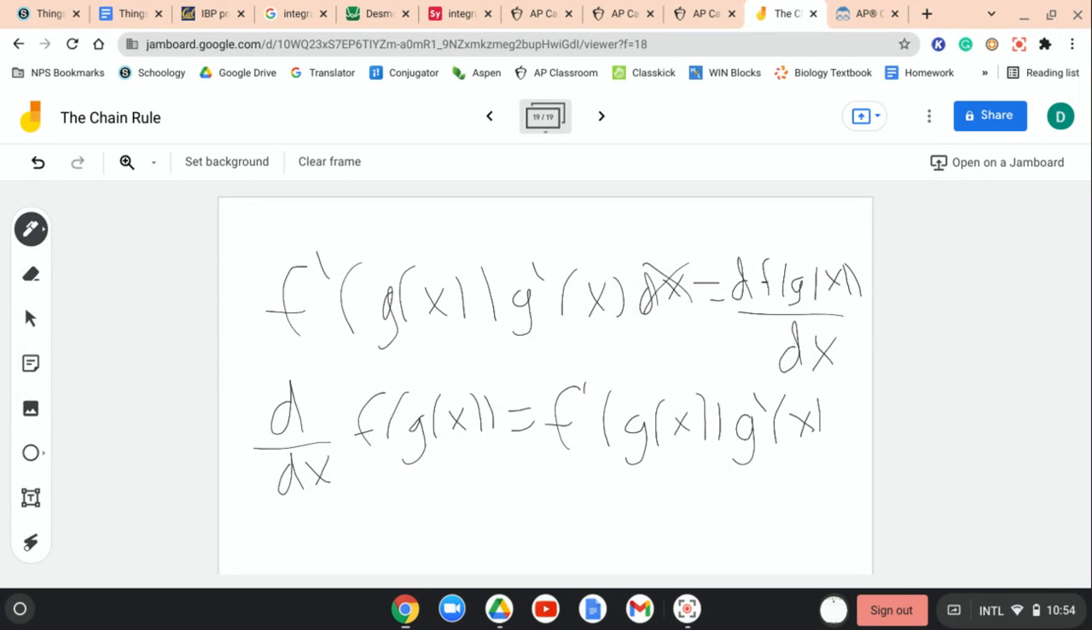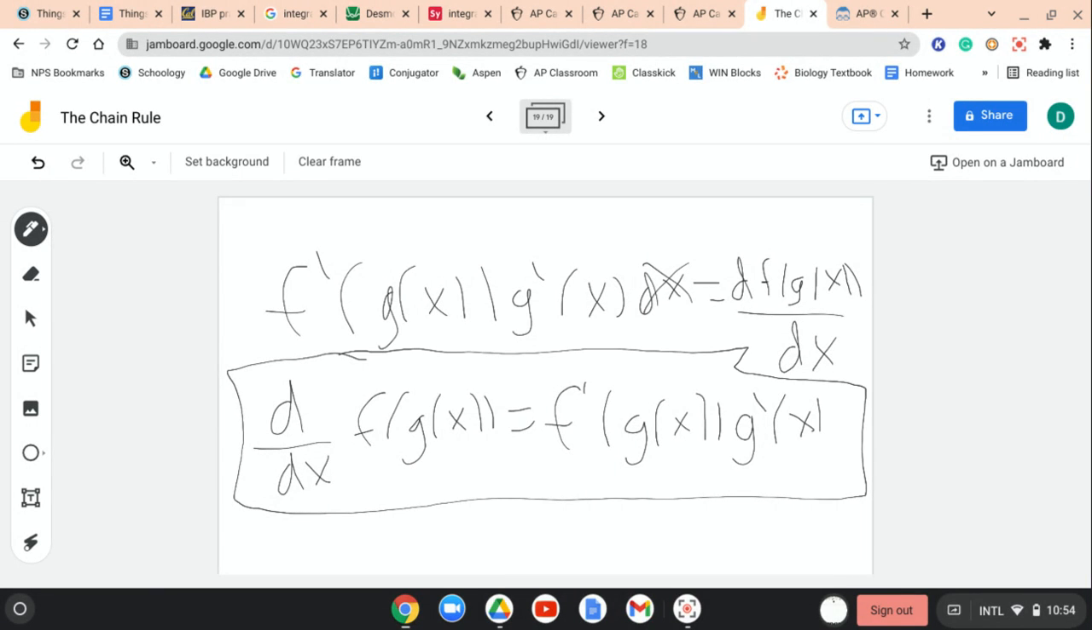All right, and we just derived that just by knowing the basic fundamental understanding of what a derivative is, and just by understanding what it is that functions do. They take in inputs and spit out outputs. Just by knowing those two things, we can derive the chain rule.